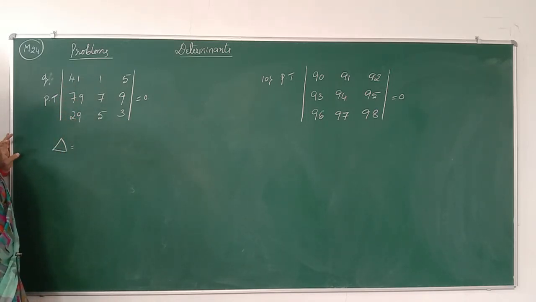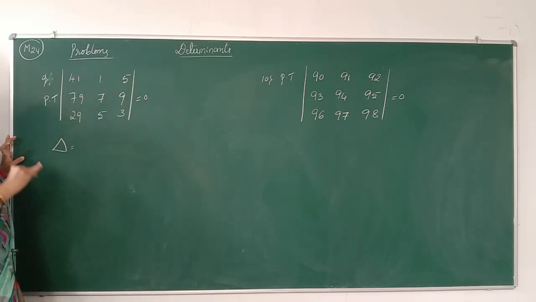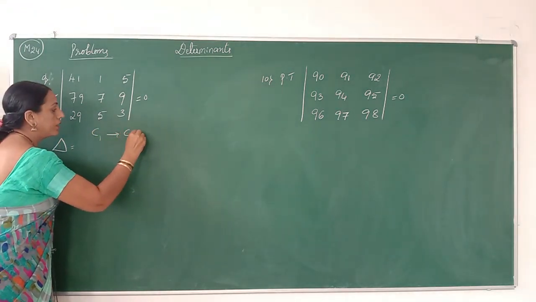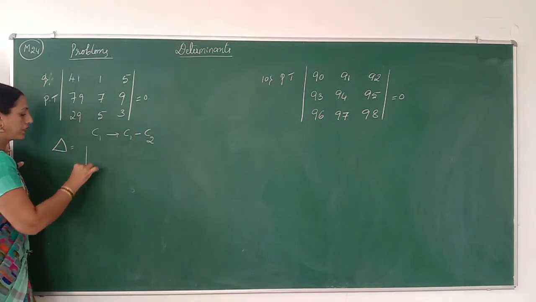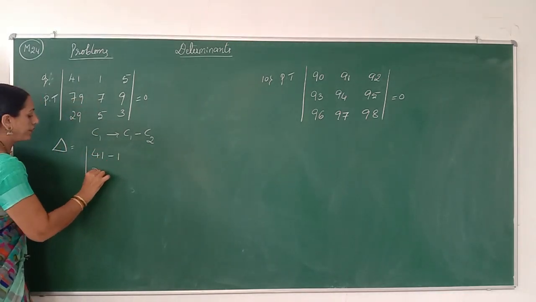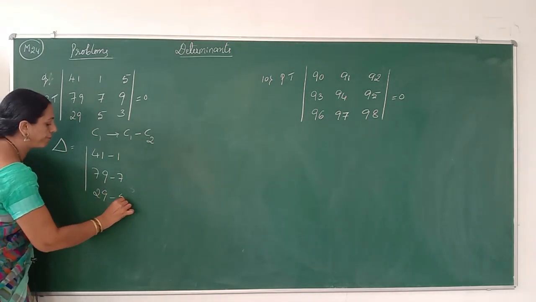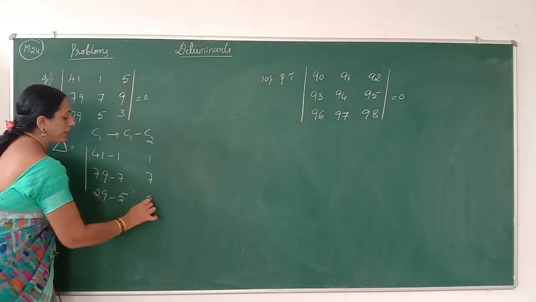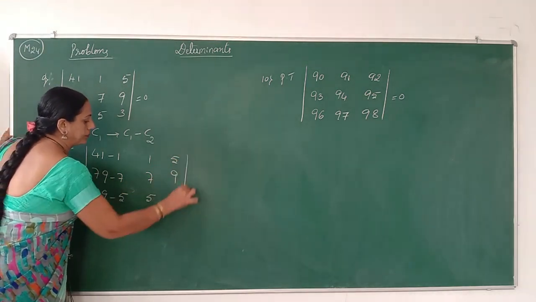But 41, 79, 29 are all prime numbers, therefore we subtract the corresponding elements of another row or column. Therefore, C1 can be changed to C1 minus C2. That is, the elements are 41 minus 1, 79 minus 7, 29 minus 5. The elements of the second column are 1, 7, 5 and the third column is 5, 9, 3.